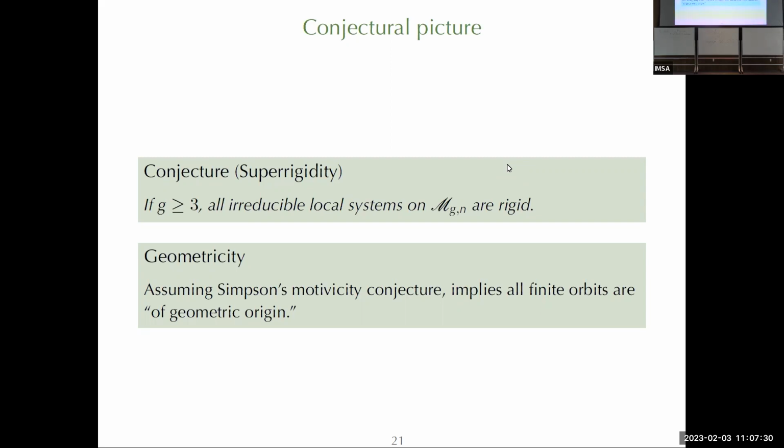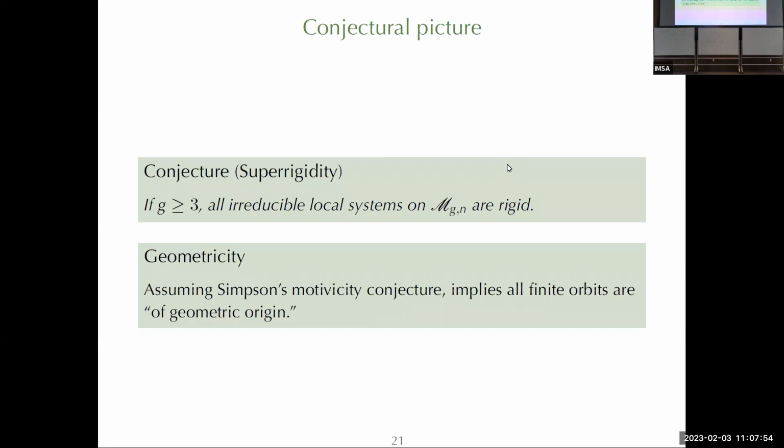But in fact, there's a stronger statement here. Let's suppose we apply that statement to SP2G, the fundamental group of the moduli space of abelian varieties. What it tells us is that every local system on that moduli space is of geometric origin. It comes from the universal abelian variety. So this would be an analog of that for the moduli space of curves.